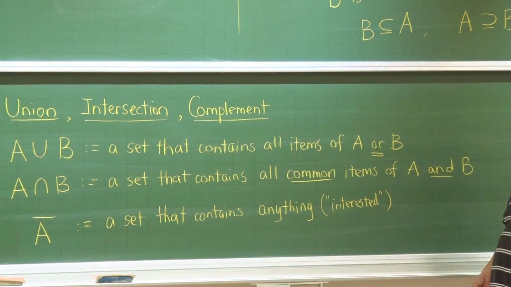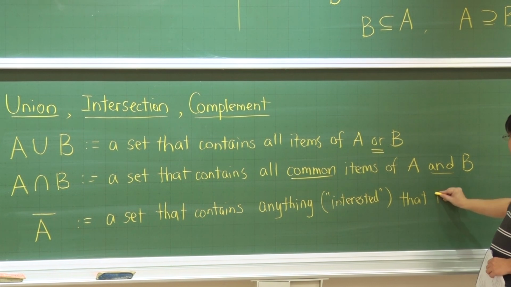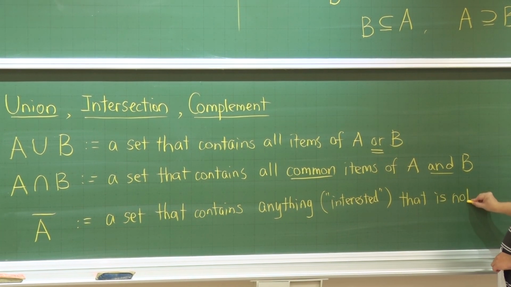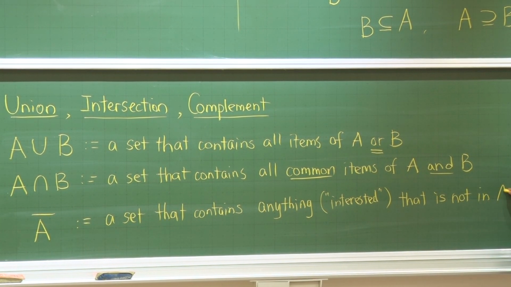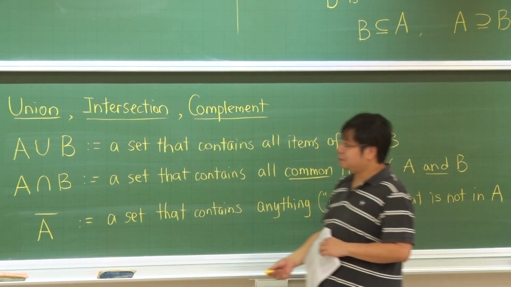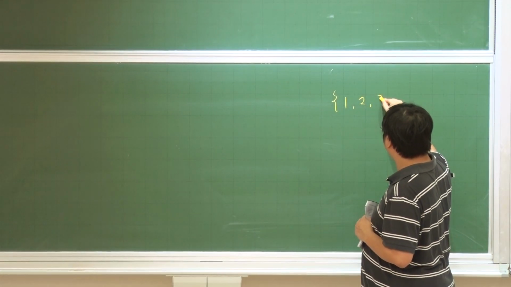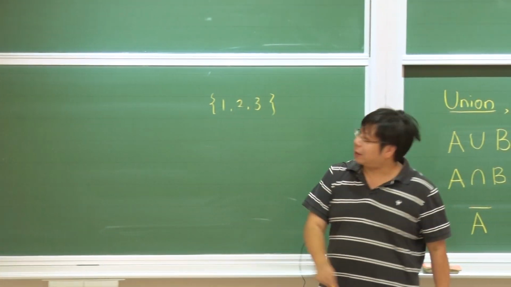Anything interesting that is not inside this A. Is that okay? So what is meant by interesting? Okay, so you have a set 1, 2, 3. Let's call it A.